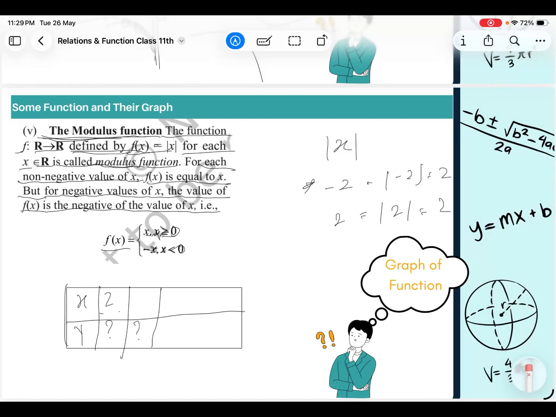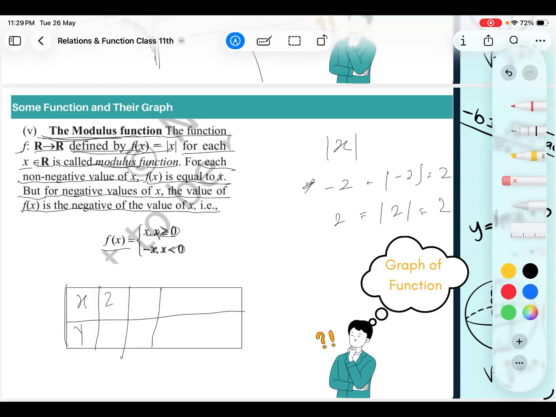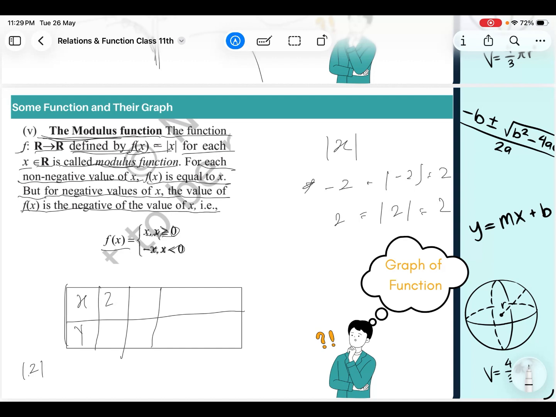Let me just clear this, it's not looking good, I know. Okay, so what is the point of this definition? It's saying if you put x equal to 2, then y will be mod of 2. So if it's positive, then it will be positive only. If you put minus 1, mod of minus 1 will be 1, so it will give you 1. If you put minus 3, then it will give you 3. If you put 5, it will give you 5. If there is any negative number, it will convert to positive. If there is 4, then it will give you 4.